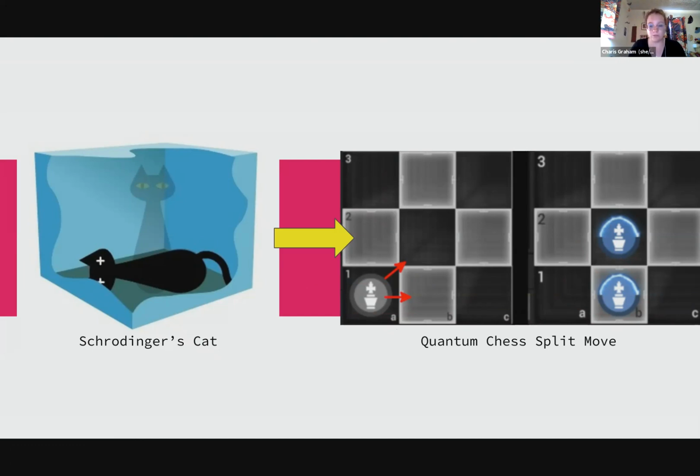Now, I mentioned that quantum chess isn't just a game that uses quantum principles. It also is supposed to teach quantum principles. Quantum chess is a teaching tool, and this includes the code behind the game. Google developed a Python library known as Cirq, and in Google's words, it is an open source framework for programming quantum computers.